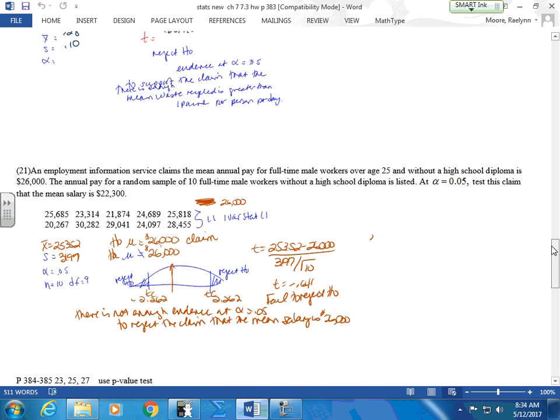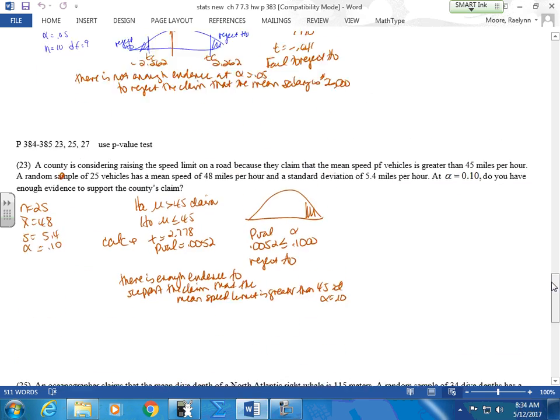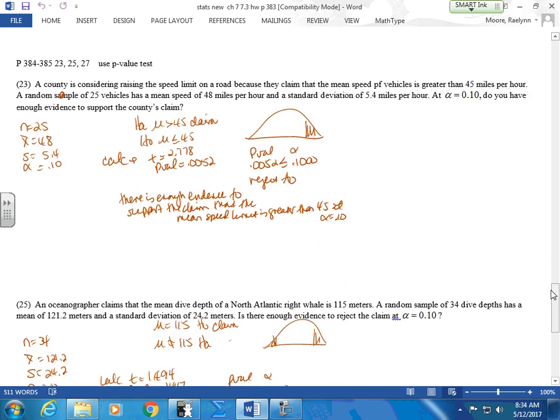Then I gave you 23. You have to put this in your calculator to get your p-value for this. So set up your claim. A county is considering raising the speed limit on the road because they claim the mean speed is greater than 45 miles an hour. So there's your claim, because they claim the mean is greater than 45. So they're going to test this to see should they in fact raise the speed limit.